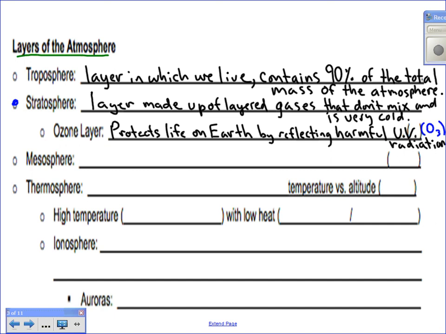Now the mesosphere. We take a look at the mesosphere here. This is the middle layer of the atmosphere, and it is the coldest layer at -93 degrees Celsius. So the density of the gases is low here, and that means that it's going to be colder. So what I'm going to write for this one is middle layer.